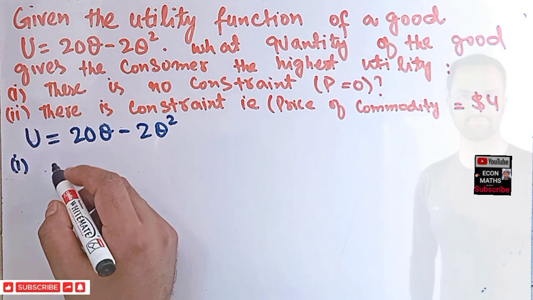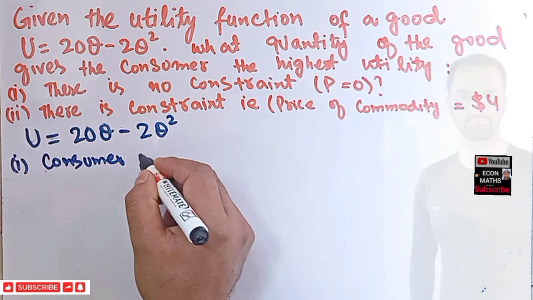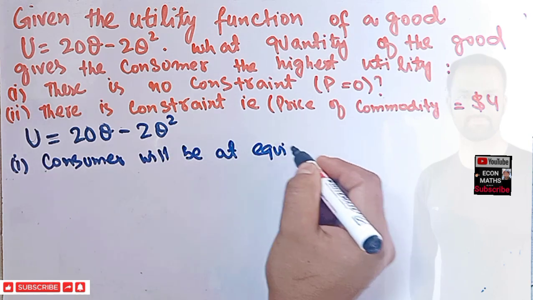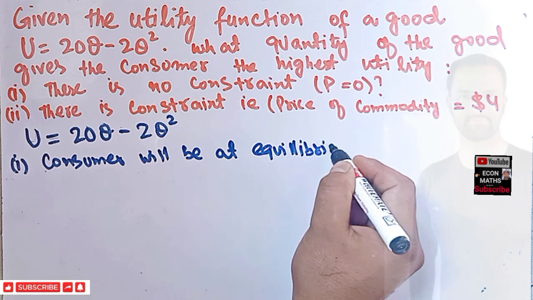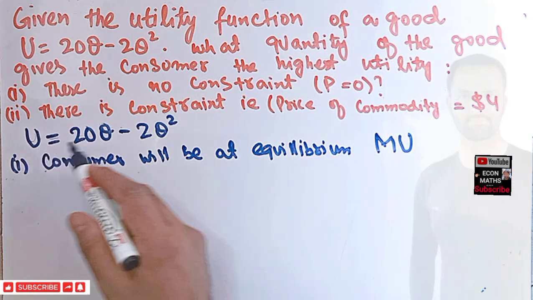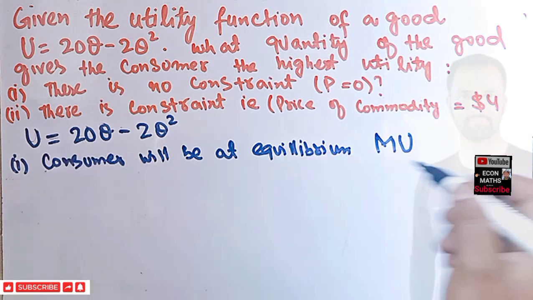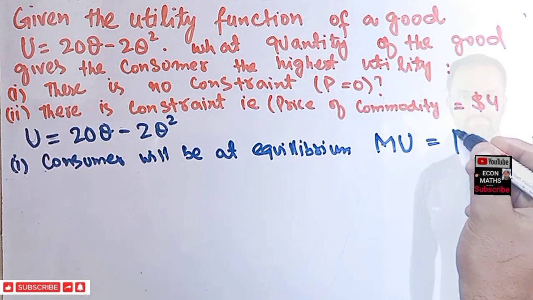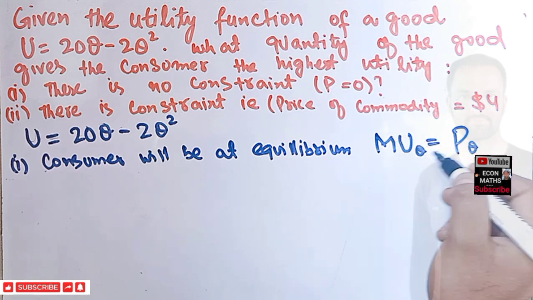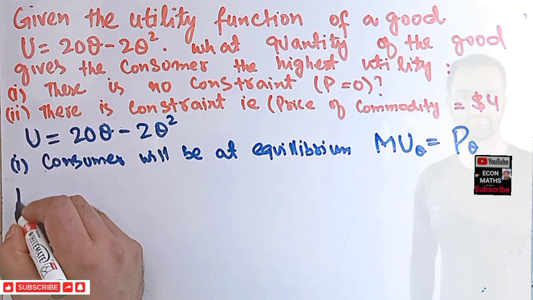Okay, so I will write here, consumer will be at equilibrium when marginal utility of the good is equal to price of this good, let us say q. Okay, here marginal utility of commodity q is equal to price of the commodity q. Okay, now what is the marginal utility?